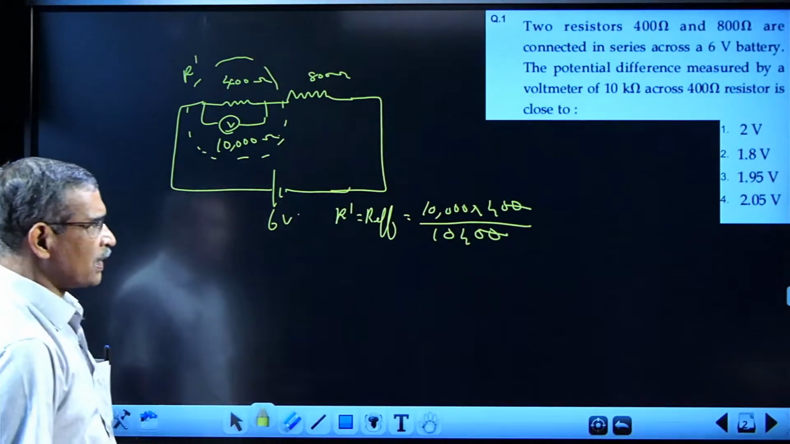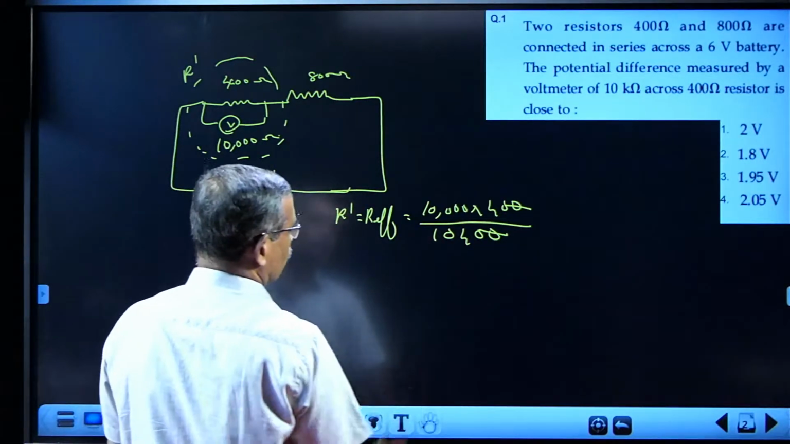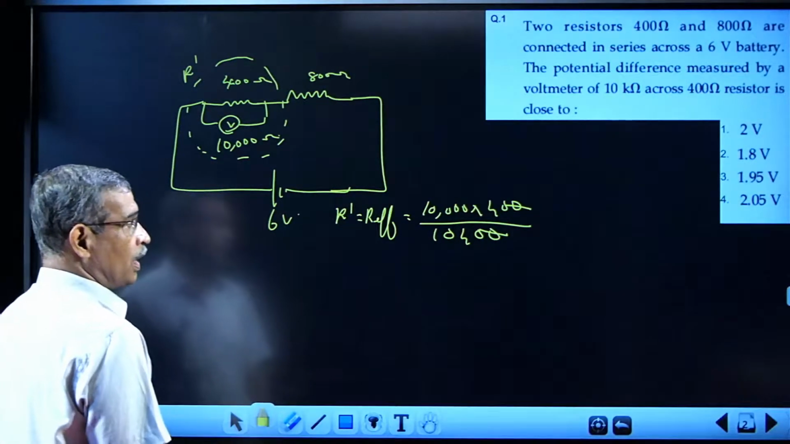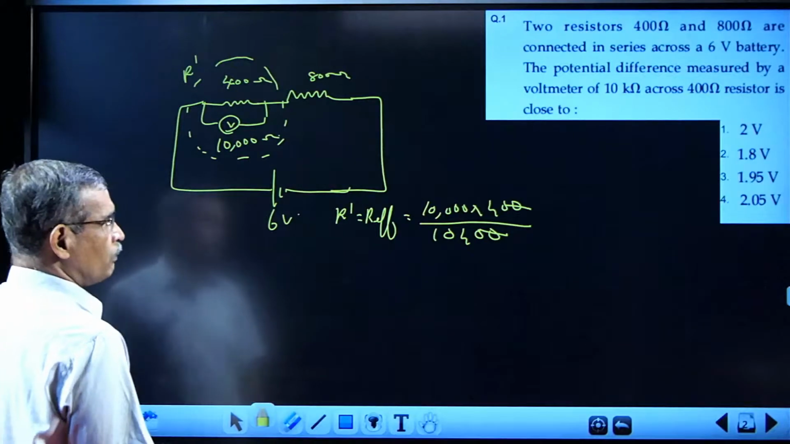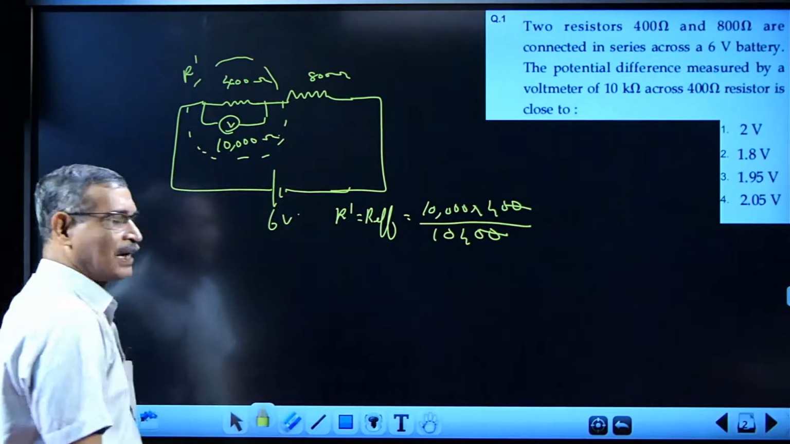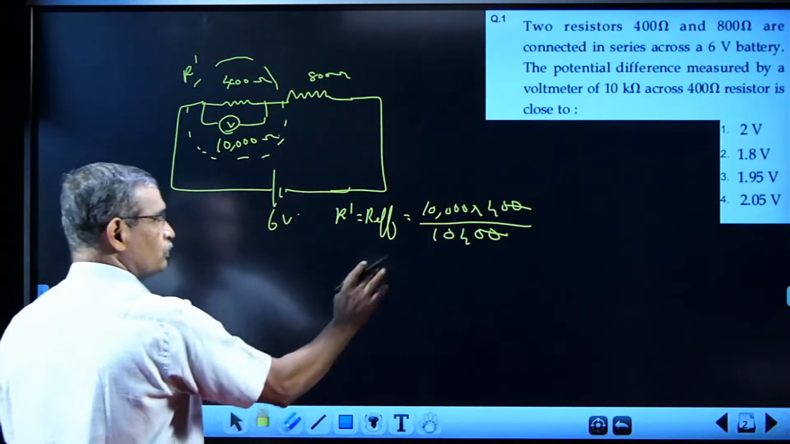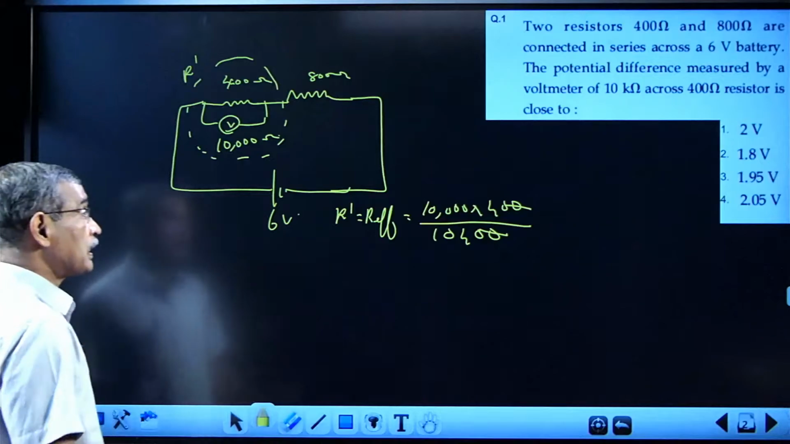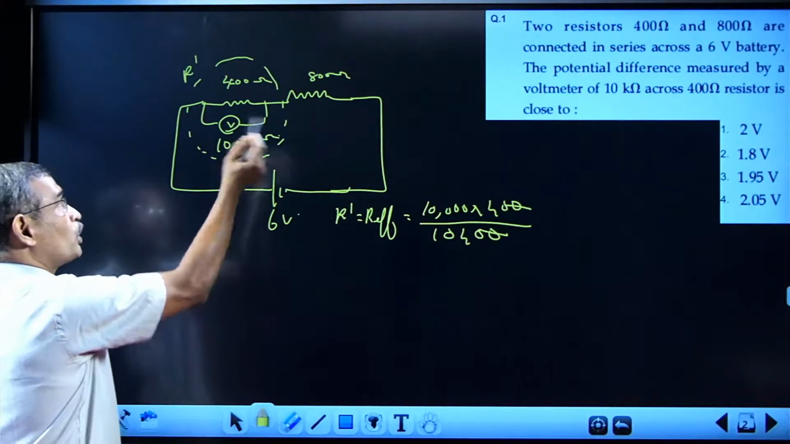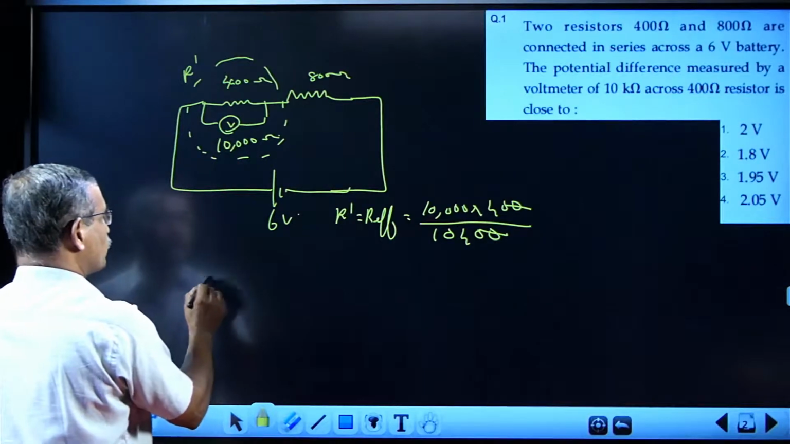Now this value is slightly less than 10,000. R1 R2 by R1 plus R2, that is the value you got, and therefore its value is slightly less than 400. So this is the fact. Now 6 volt is going to be divided among two resistors.